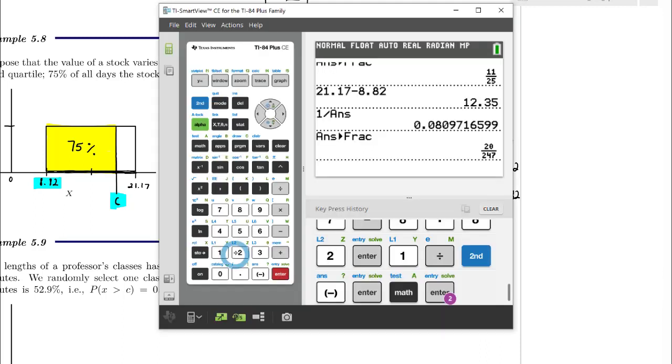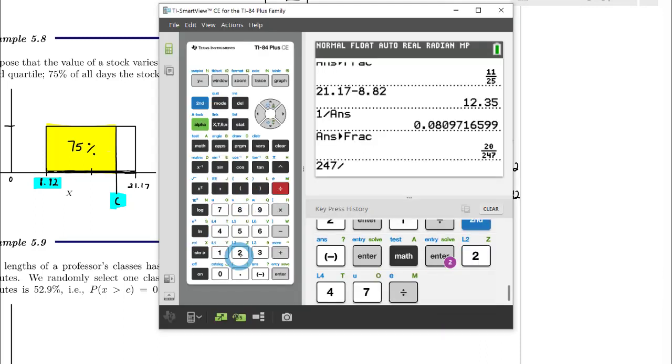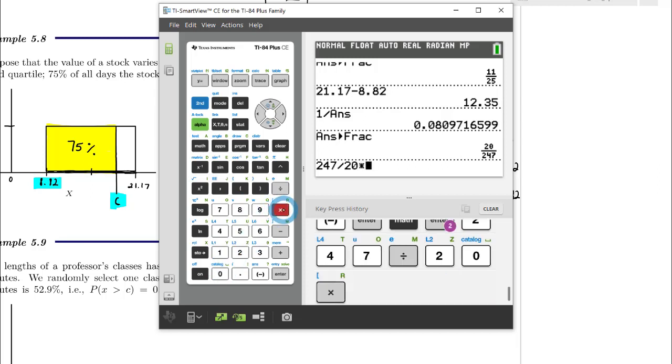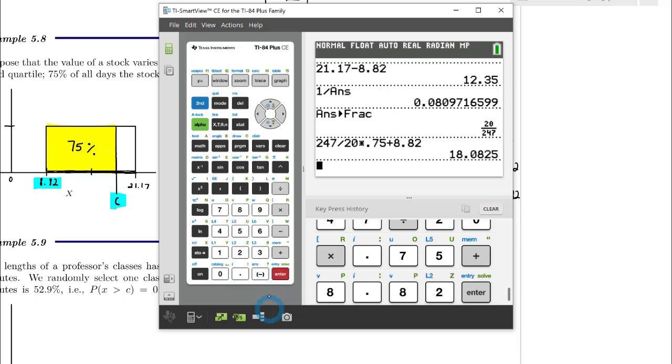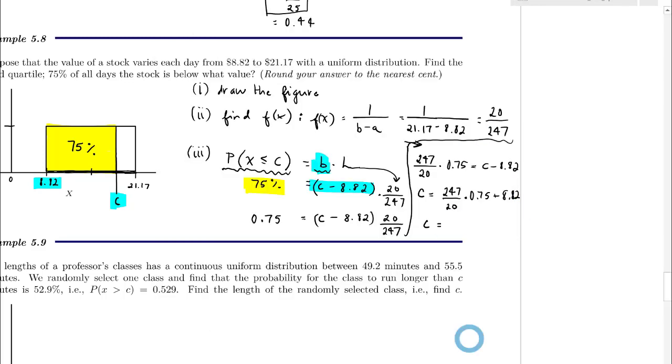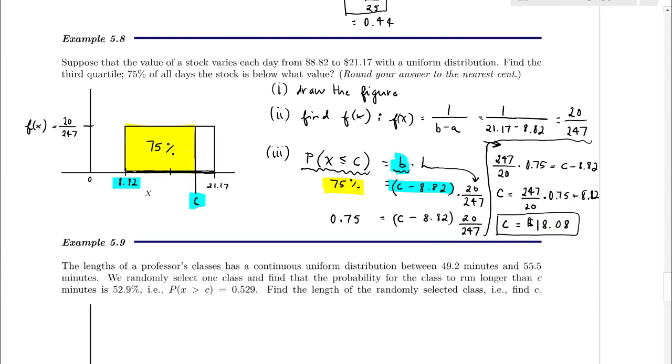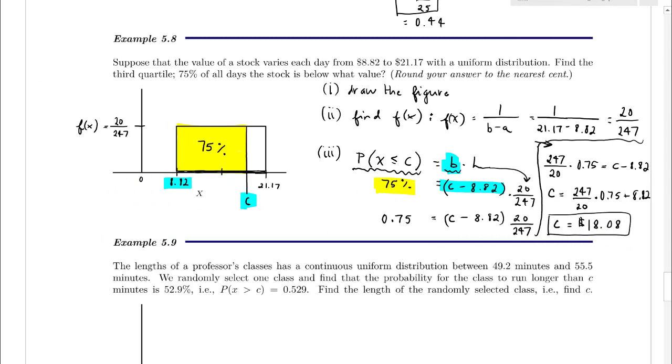So we'll have 247 divided by 20 times 0.75, and then add the $8.82. Rounding to the nearest cent, we would get $18.08. So we would say that the third quartile is $18.08.